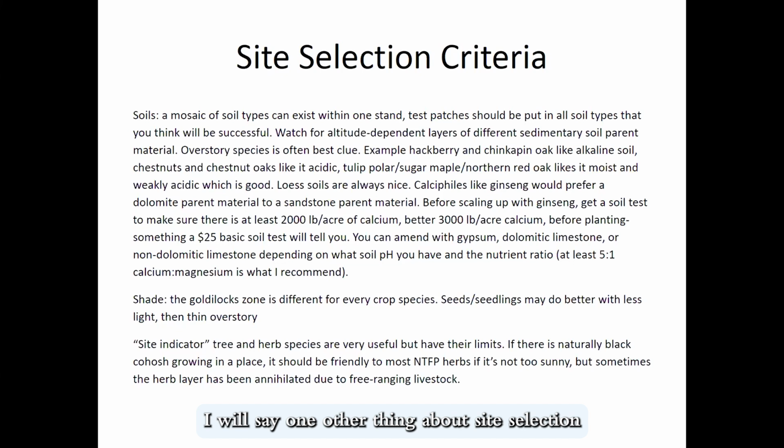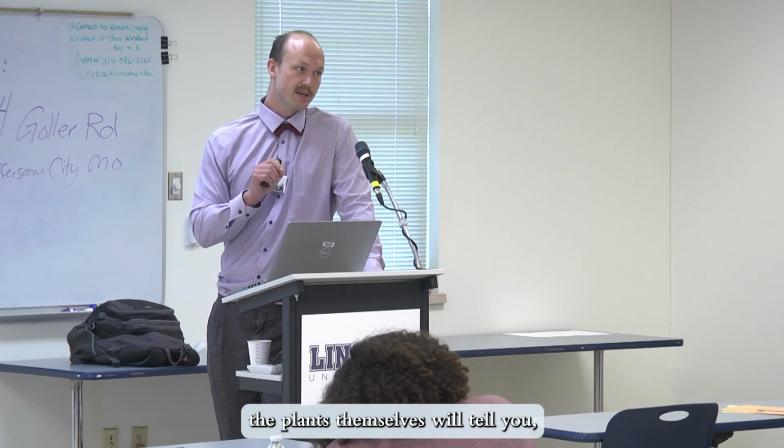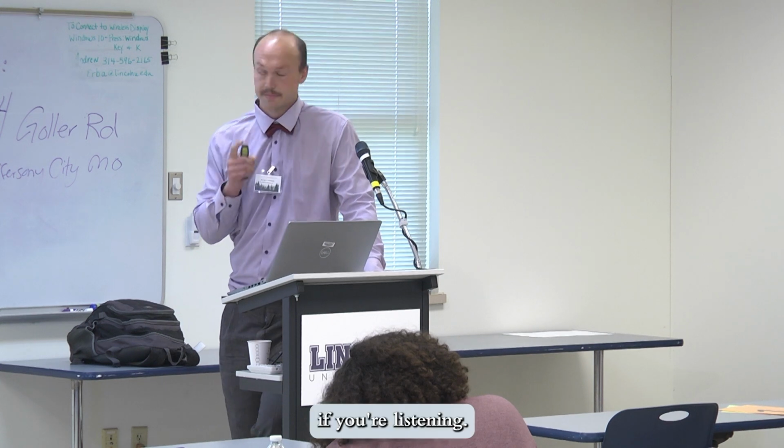I will say one other thing about site selection. Site indicator tree and herb, shrub species, it's useful, but just because a plant is absent from a site or a natural community is absent from a site, that doesn't mean that it couldn't be a good site for forest farming, because a lot of these places are pretty degraded. They're beat up. If they're in the middle of a farm, who knows what's been happening there. And so if you take out the invasives and plant some test plots, the plants themselves will tell you if you're listening.